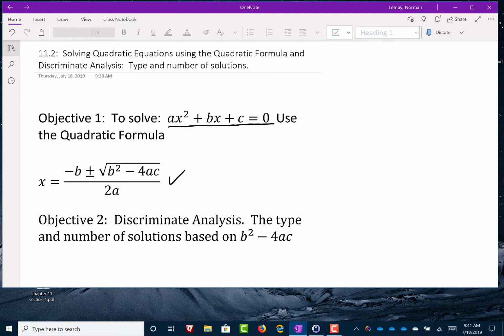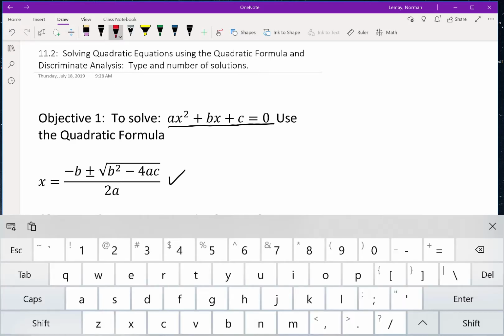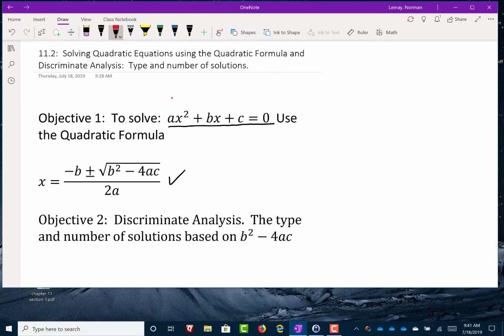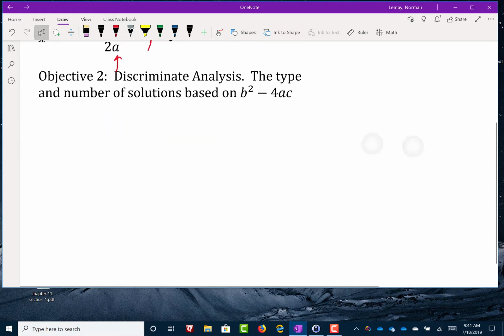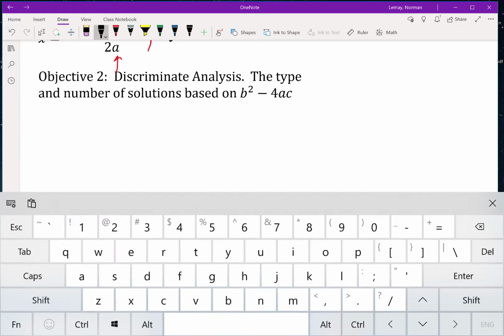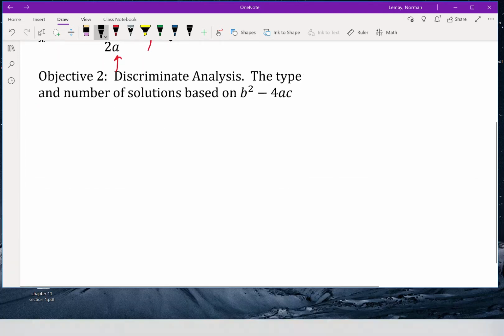Okay, so using this formula, note that this a, this b, and this c are the same as the a, b, and c in the equation. So basically, it's a plug and chug. You just make a substitution. So let's go ahead and take a look at our first example here.